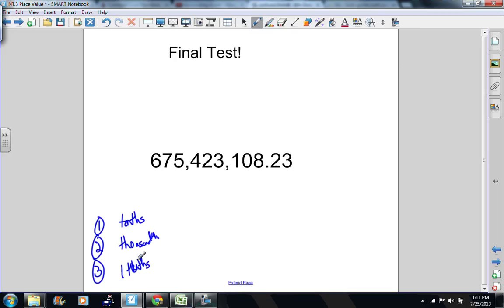So for this number, you would say it as 675,423,108 and 23 hundredths. Okay, for each decimal place in the 10 spot, that would be the 0 right here. The thousandth slot would be this 3 right here, and the 1/10 decimal place would be the 2 right there.